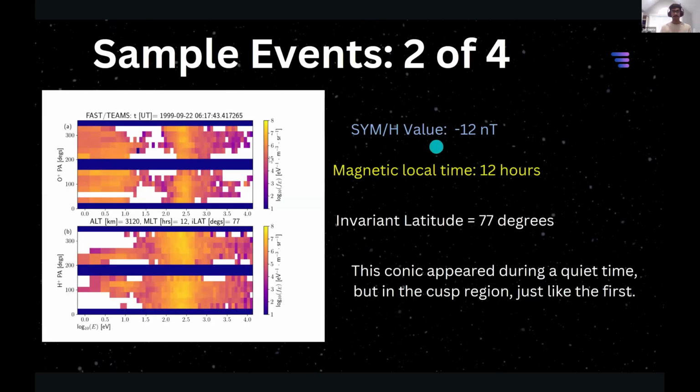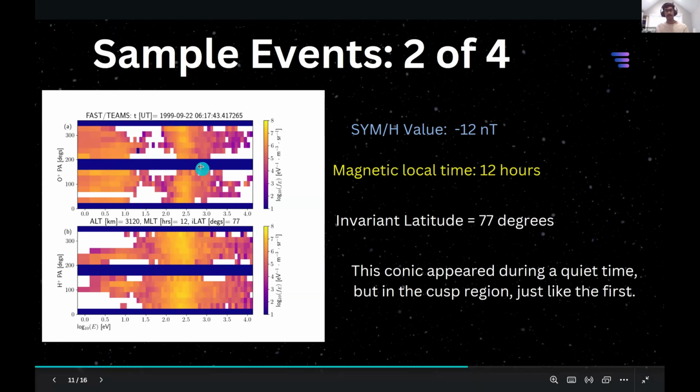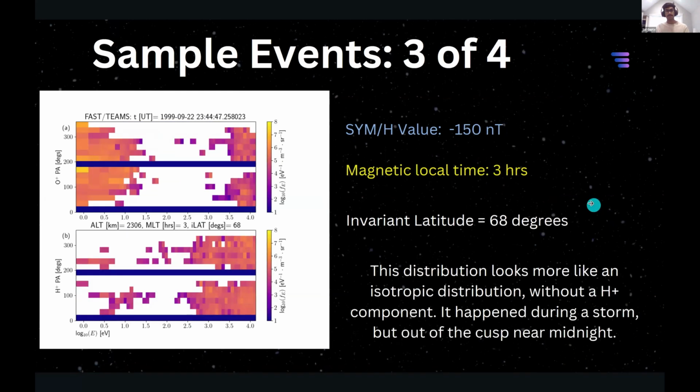And so our second sample event had a SIM-H value of negative 12 nanoteslas. So it didn't really happen during a storm. It happened during a quiet time, but the magnetic local time is exactly 12, so it happened in the cusp region, just like the first one. By the way, we use matplotlib in our Python program to make these spectrograms.